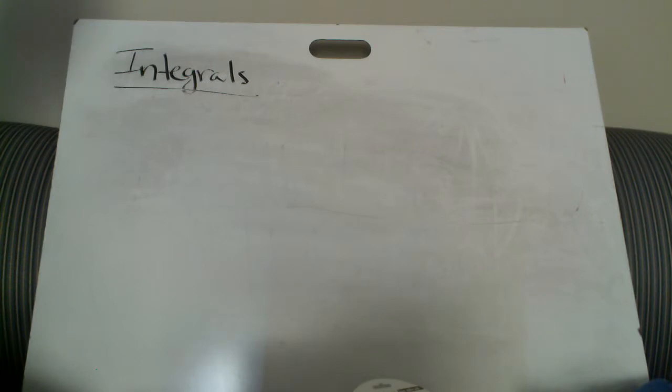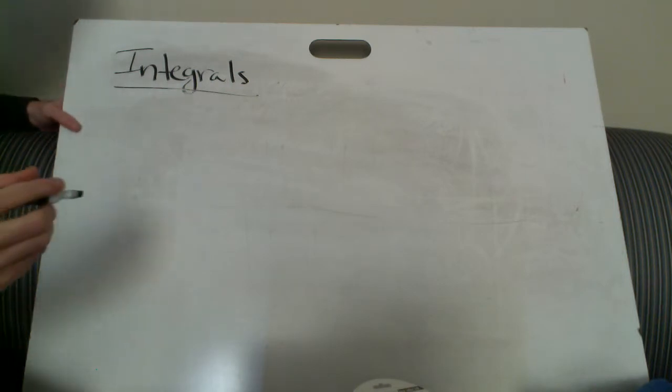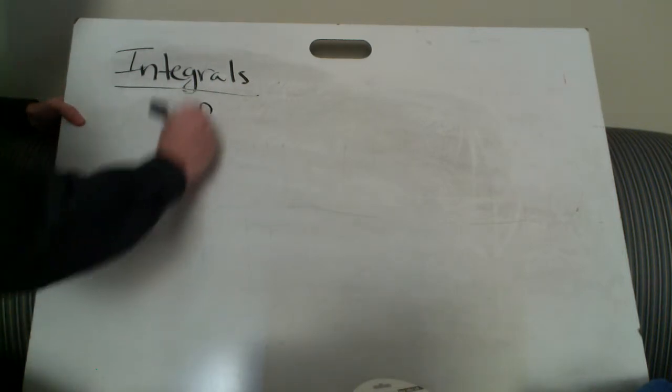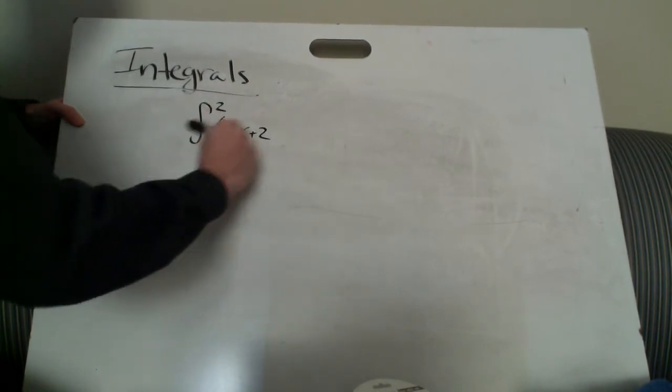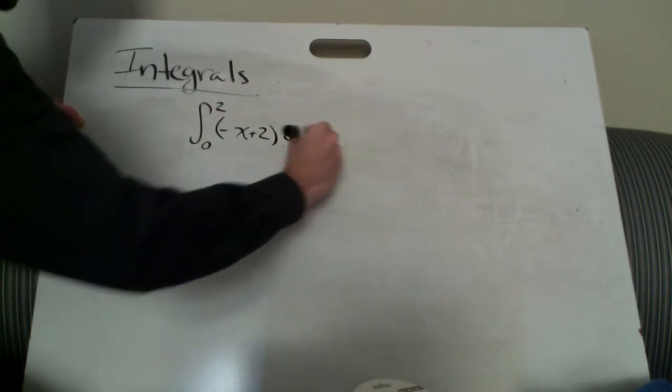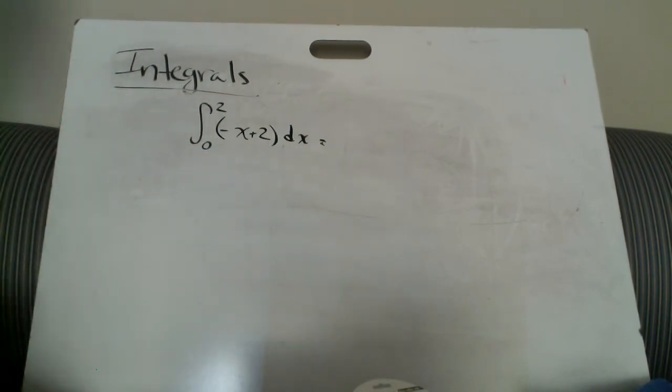Let's try one more, just to try on your own. So, let's do the integral from 0 to 2 of negative x plus 2 dx. I want you to just take a moment and try that out on your calculator, see how it goes, make sure that you can do it. I am going to do it out by hand because this shape is kind of nice.